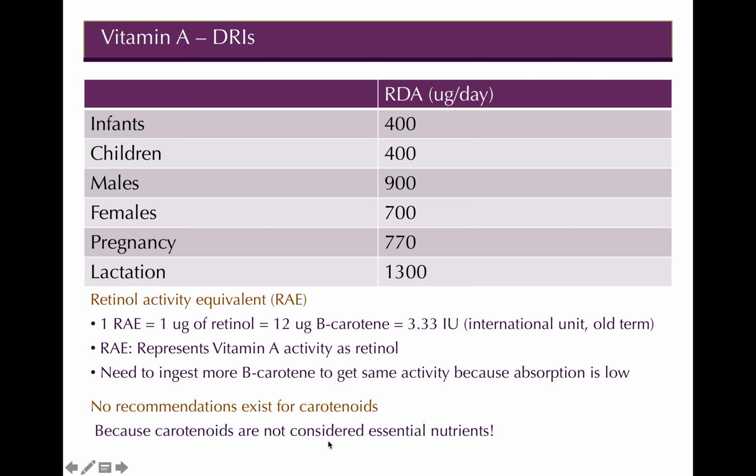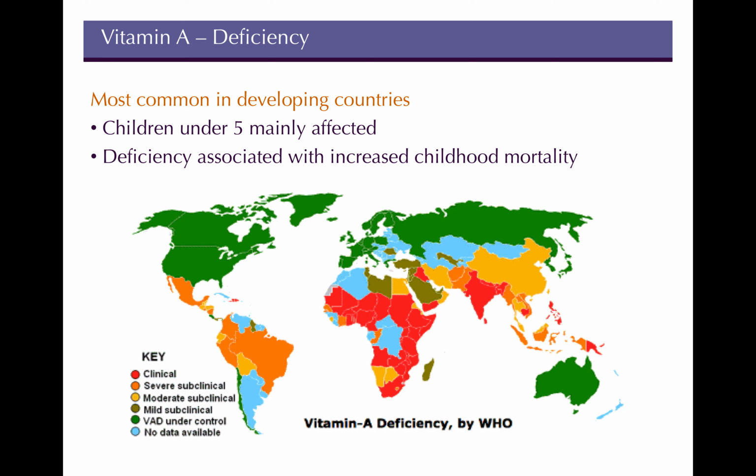So, also to point out, there are no DRIs or RDAs, any of that, for carotenoids. And that's because they're not considered essential nutrients. People definitely supplement with them for eye health and cardiovascular disease, but they're not considered essential because they basically just turn into vitamin A, and we can already get vitamin A from our diets.